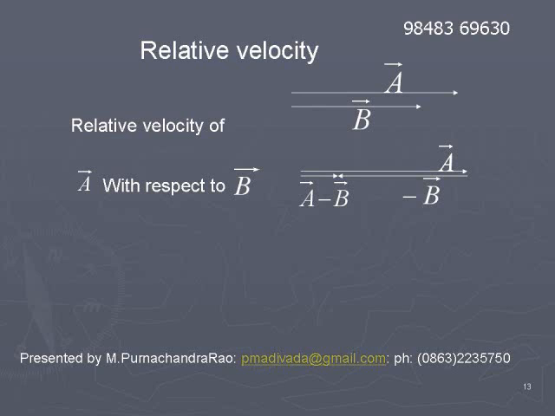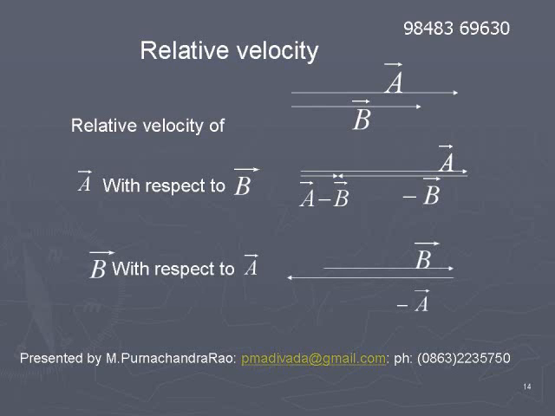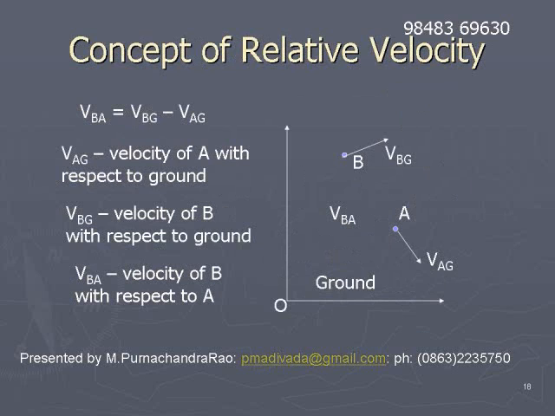Suppose you want B bar minus A bar, the relative velocity of B with respect to A. First construct the vector B bar. From the head of B bar, construct the minus A bar vector. Then we will be left with a small vector to the left, which is B bar minus A bar.